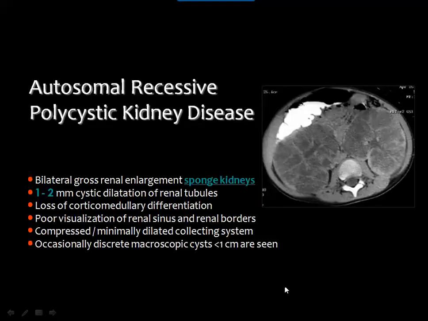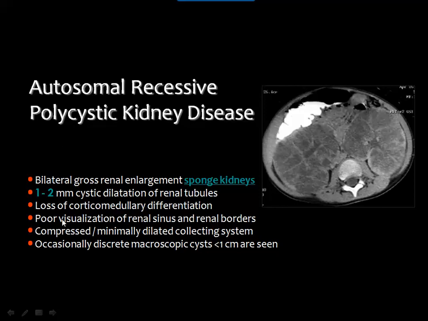And this is an infantile type of polycystic kidney. The kidneys are huge. They are replaced by so many numerous cysts, giving the appearance of a sponge-like kidney. There is loss of the corticomedullary differentiation.